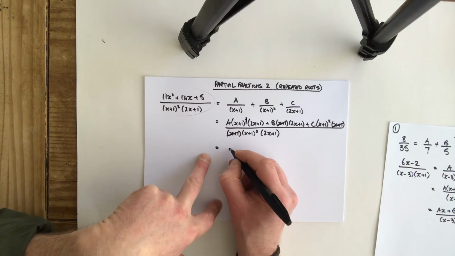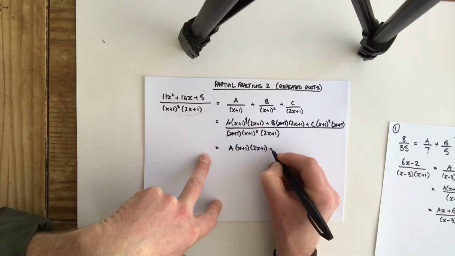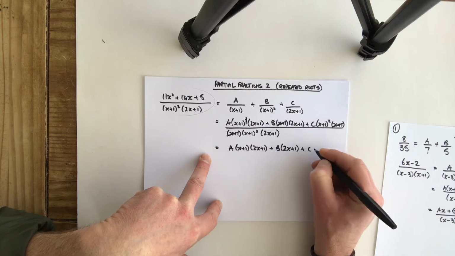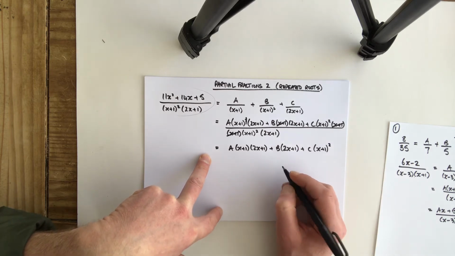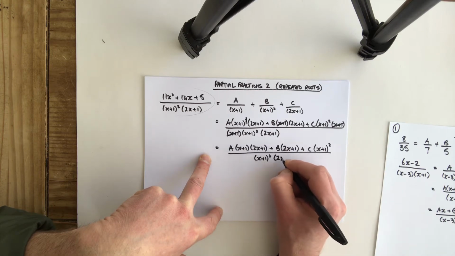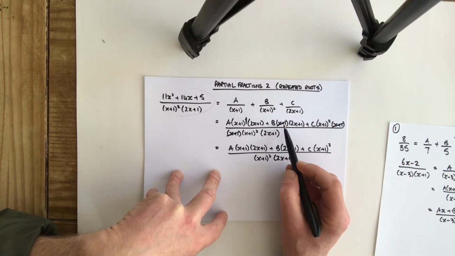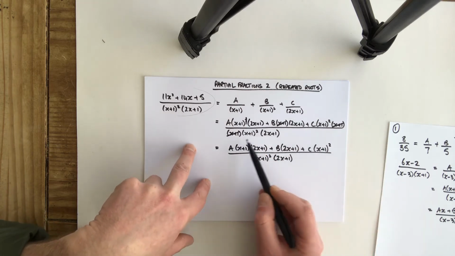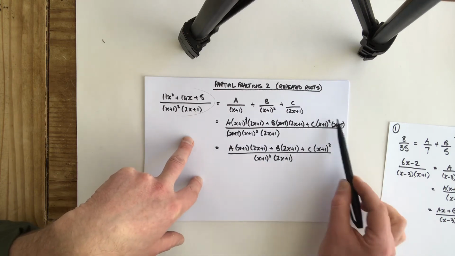So what you end up with is a times x plus 1, 2x plus 1, plus b times 2x plus 1, plus c times x plus 1 squared, all over x plus 1 squared times 2x plus 1. If you're happy not doing that line of working because you can see that this is just going to cancel, then leave it out, jump straight to this one. If you think you might lose some of the factors just by jumping straight to this, then incorporate this line of working.